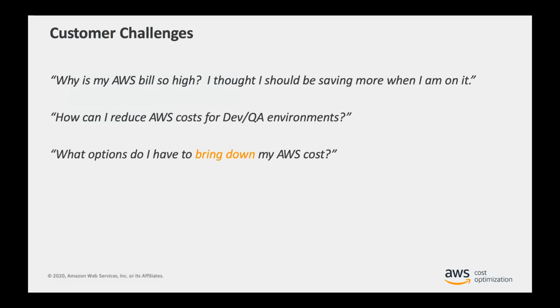These are some common statements that we typically hear from our customers regarding their cost optimization. Like, why is my bill so high? I thought I should be saving money. How can I reduce my cost on dev and QA environments? And what are my options to bring down the cost? All these statements are usually reactive, but we hope as you leave this workshop that you will be more proactive by building cost optimization in mind, and we'll identify the areas and the phases in the project that you should be looking at around costs.